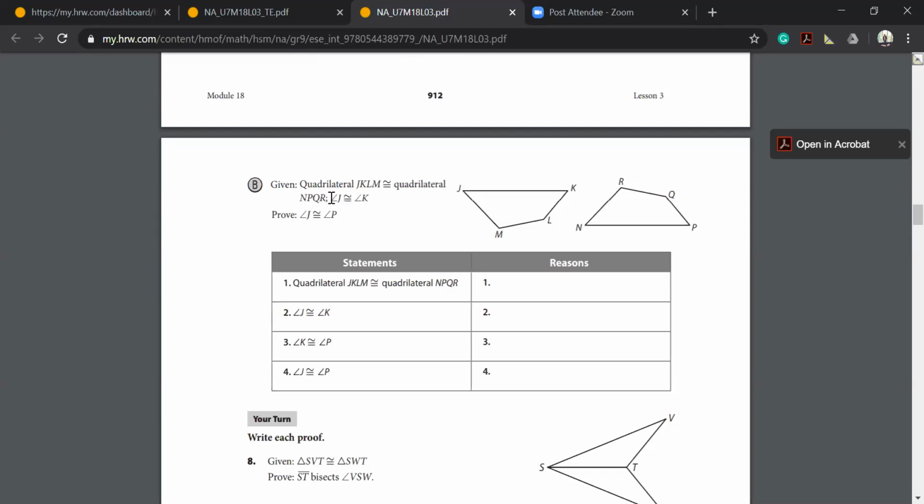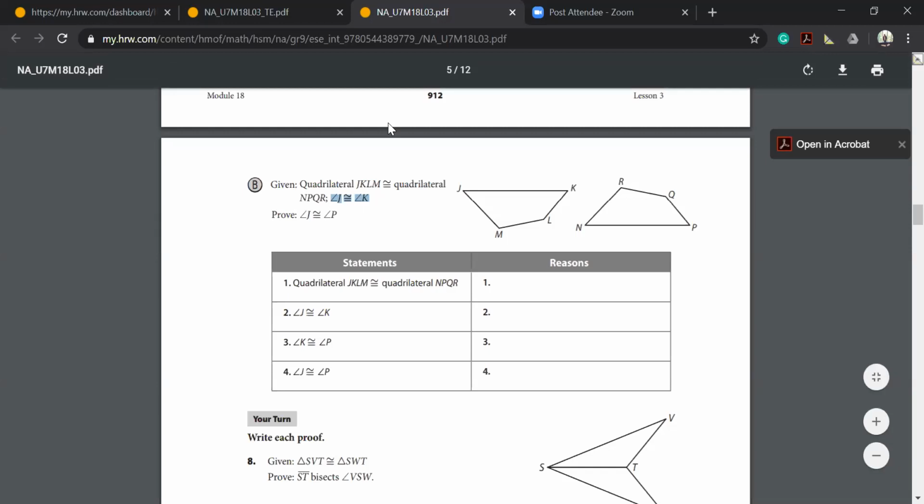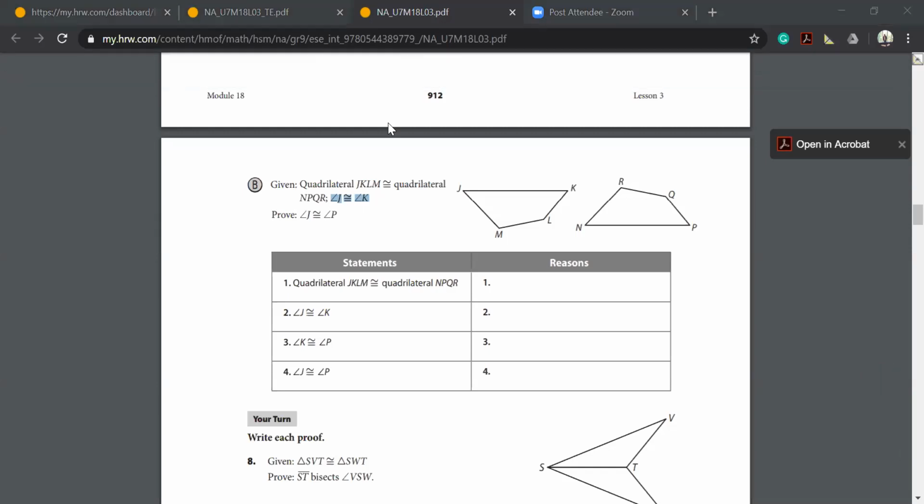But take care that he gave you a given in here. Angle J is already equal to angle K. You remember the example that we wrote here? A is equal to X. X is equal to 2. So A is equal to 2, right?